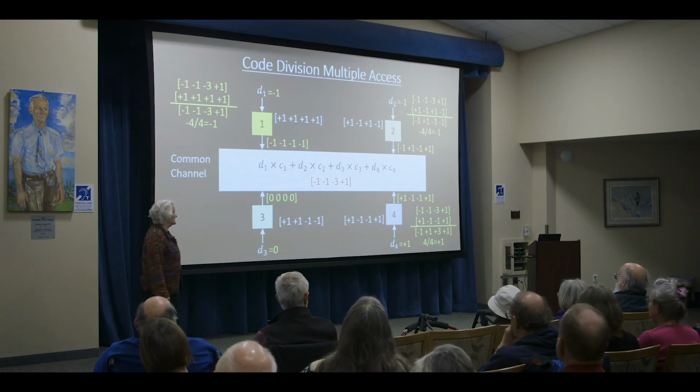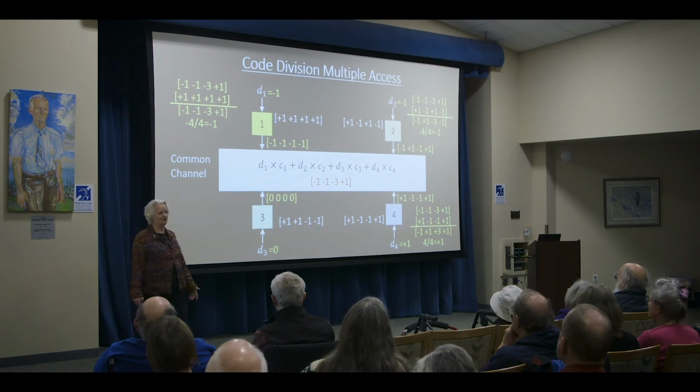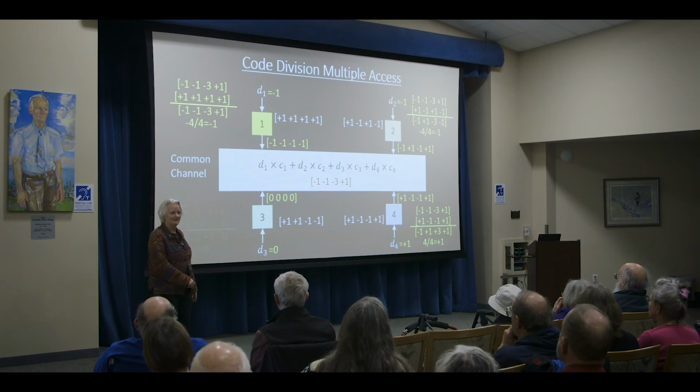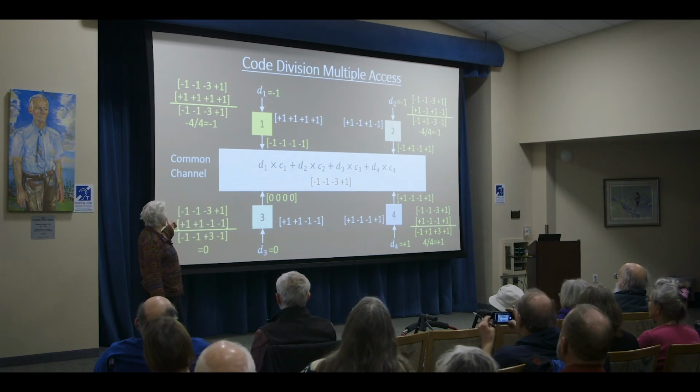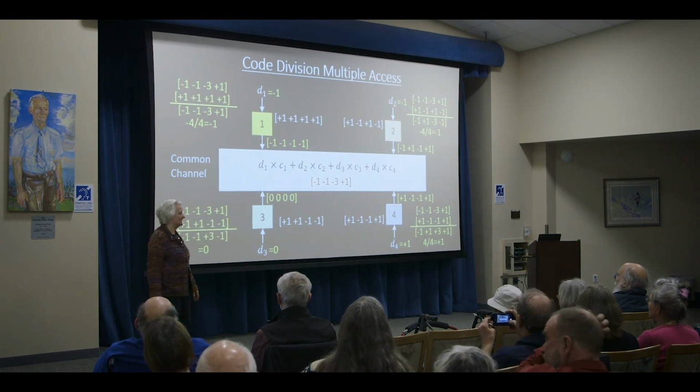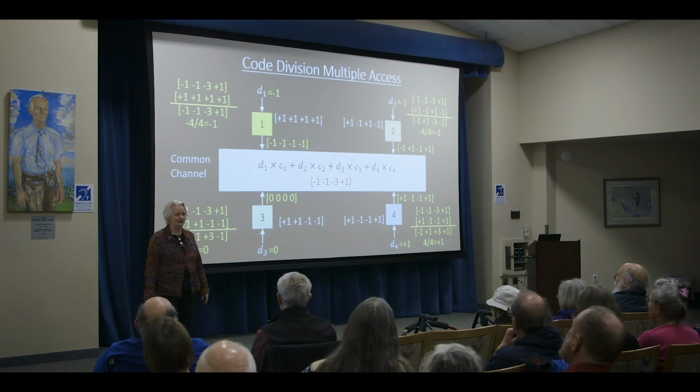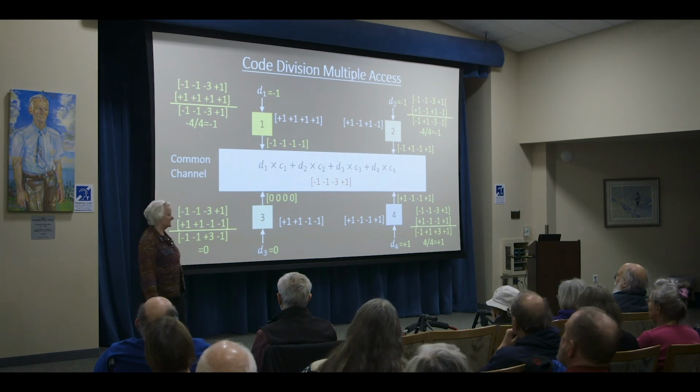That one up there is the same -1. Let's check this 0. Surely I can't get 0. Well, here I go. Here's the signal, -1, -1, -3, and 1, multiplied by the code, +1, +1, -1, -1. Multiply them together, add them all up, equals 0.